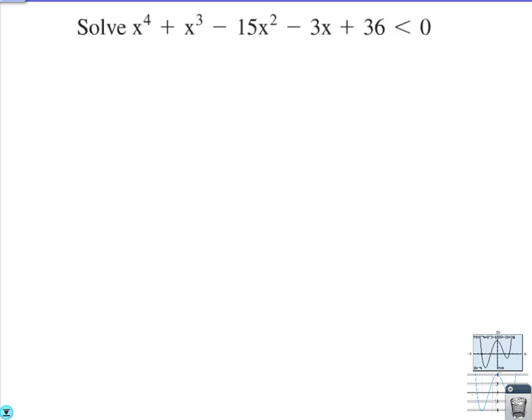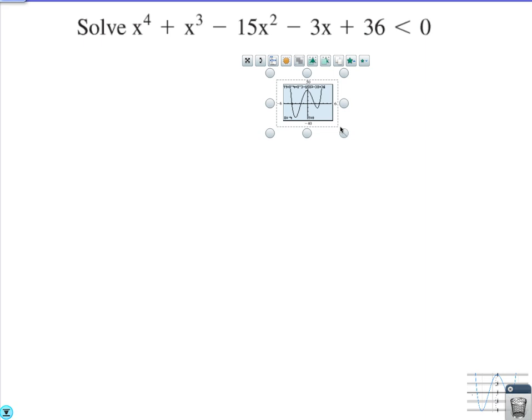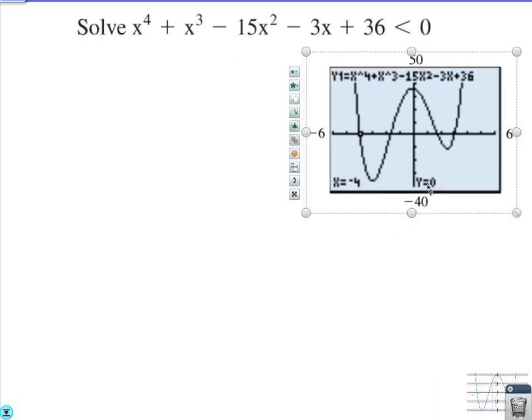Okay, pretty easy. First one, x to the 4th plus x to the 3rd minus 15x squared minus 3x plus 36 is less than 0. Well, first step, let's find out where it's equal to 0. And then let's go from there and find out where it's below 0. I highly recommend graphing as a start. Here's your TI graph that corresponds with that.